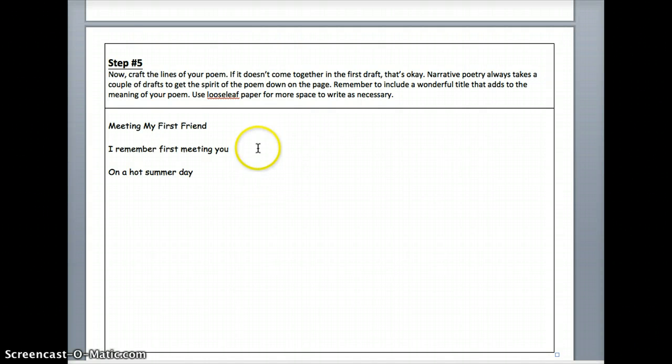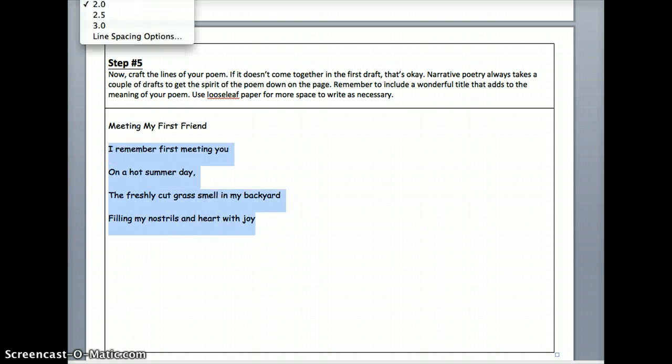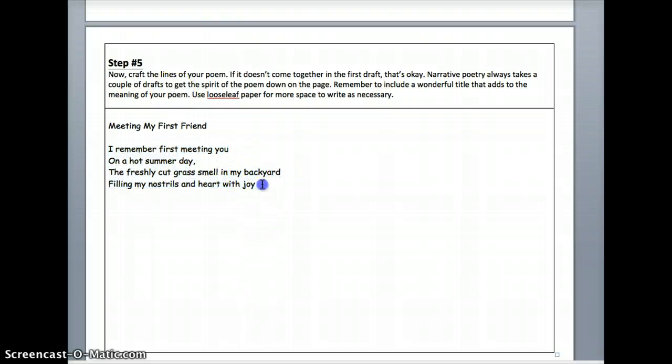summer day. So I'm using some of those sensory details from my web. The freshly cut grass smell in my backyard, filling my nostrils and heart with joy. I really love the smell of fresh cut grass. It makes me think about summer, and I think that I started loving that smell when I was younger and I played outside a lot.